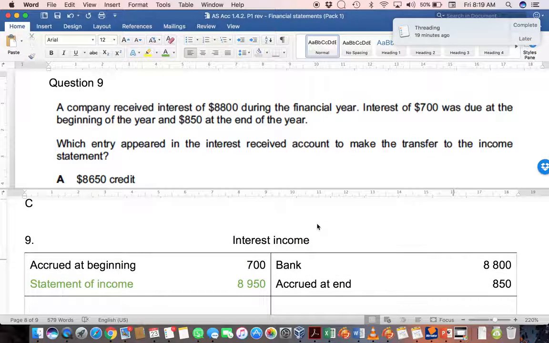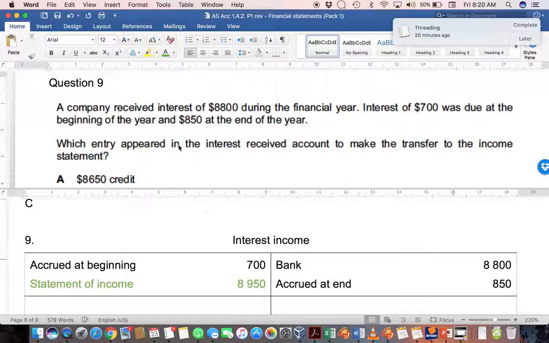Again, let's draw up a T account to illustrate what is happening. We know that they received $8,800, so that will be the bank figure on the credit side. We'll credit the income account because it increases equity, and equity increases on the credit side. We are told that interest of $700 was due at the beginning. If it was owing at the beginning and it's an income, it means it was owing to us, and therefore it was an asset or a debit balance. So we would need to show that as a debit in this account.